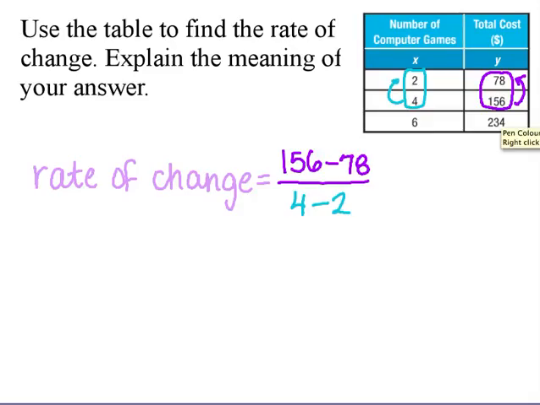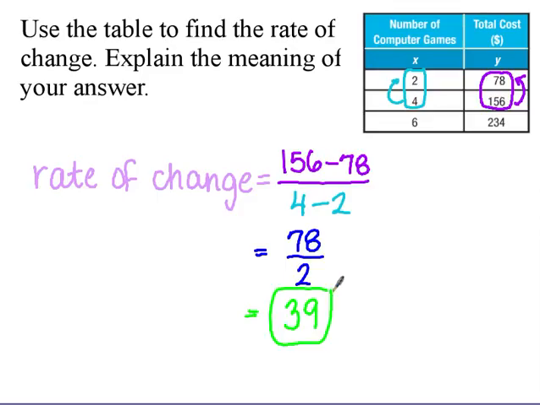What is 156 minus 78? 78. And I'm going to divide that by 4 minus 2, which is 2. So now we need to calculate what is 78 divided by 2. 39. So my rate of change in that problem is 39.